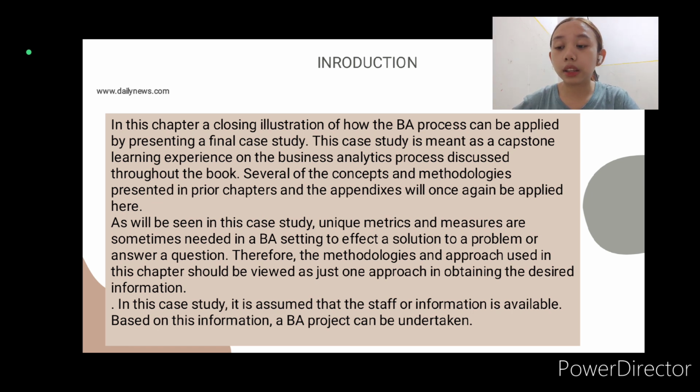Ang sinasabi lang dito sa slide na to is, dito ginagawa yung final step ng case study about business analytics. The main purpose of this is to help the finances of an organization with business analytics. In this chapter, we seek a closing illustration kung paano ang BA process ay na i-apply gamit ang huling step, which is presenting a final case study.